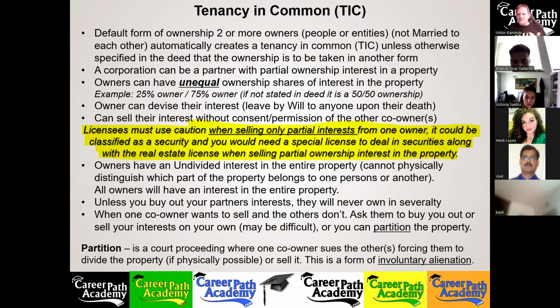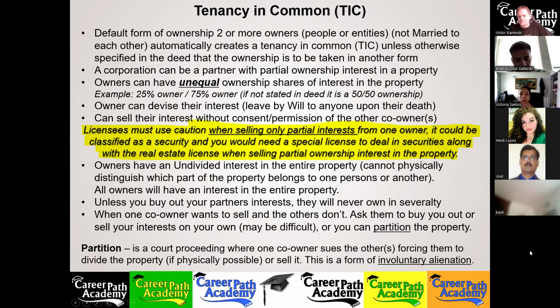So because of one party being forced to sell when they really don't want to, this is a form of involuntary alienation. A partition proceeding is a court proceeding where one co-owner sues another, forcing them to divide or sell the property. That's a form of involuntary alienation because they didn't want to sell, you did, and you forced them to do the sale. Okay? Any questions?